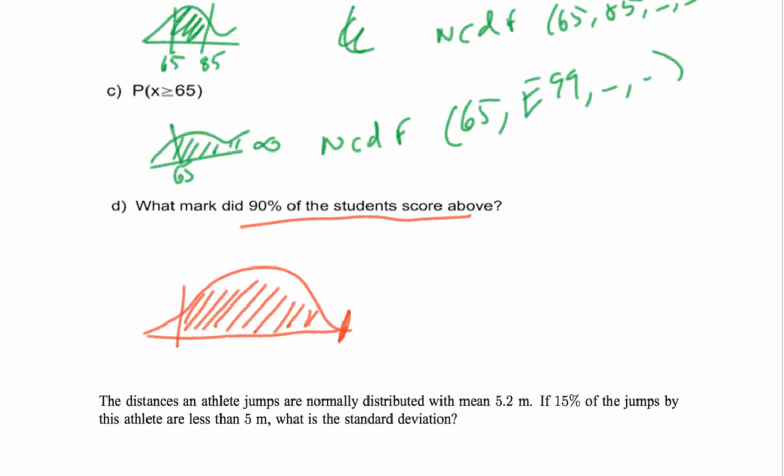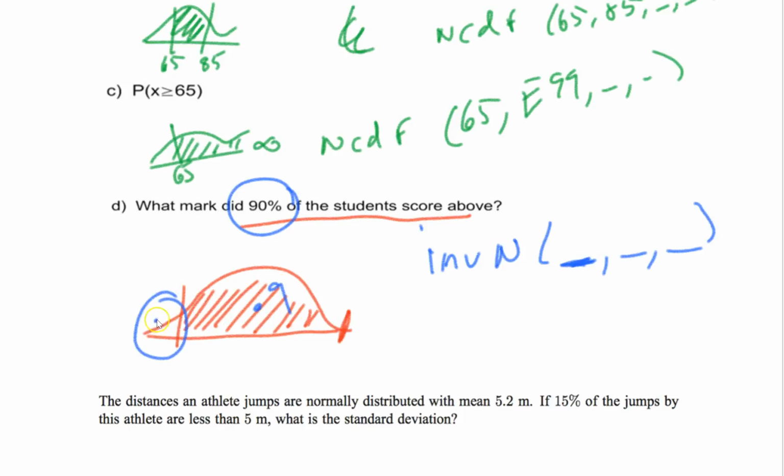So again, notice how I give you the percentage. So you know it should be invert normal because I give you a percentage. Same mean, standard deviation. Now my area here, again, has to be the left-hand side. Well, this is 0.9, so this must be 0.1. Plug this all in and get an answer.